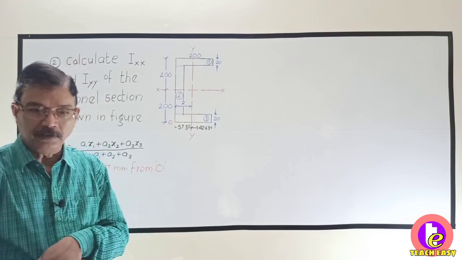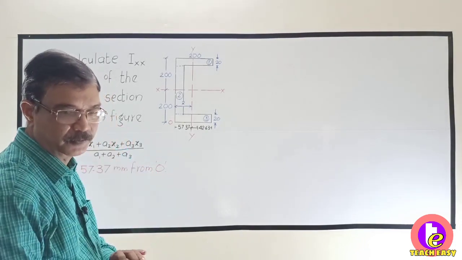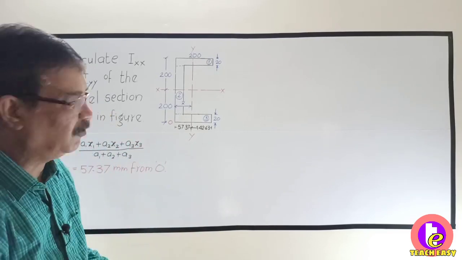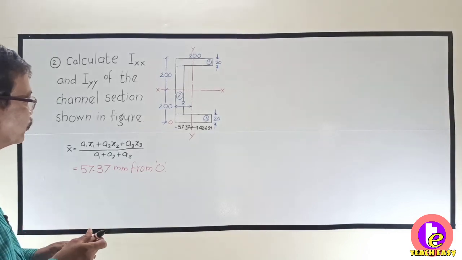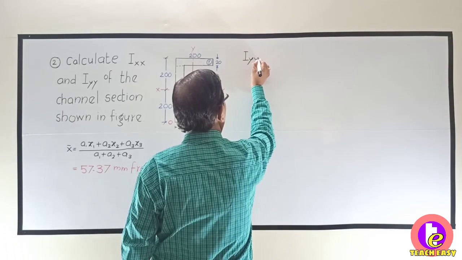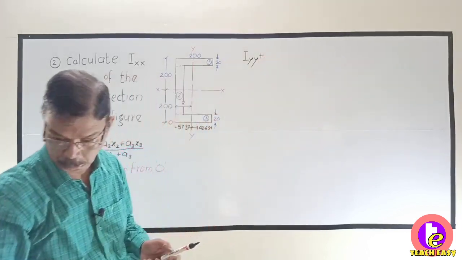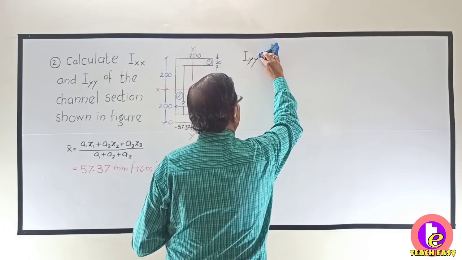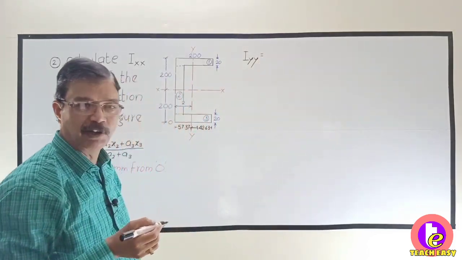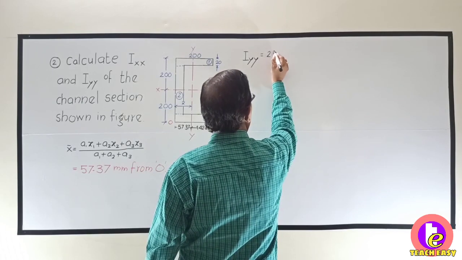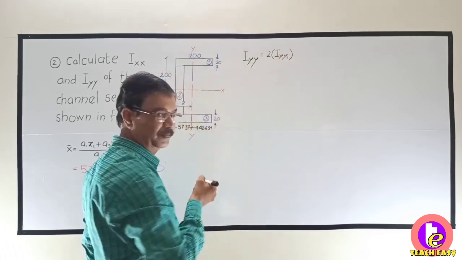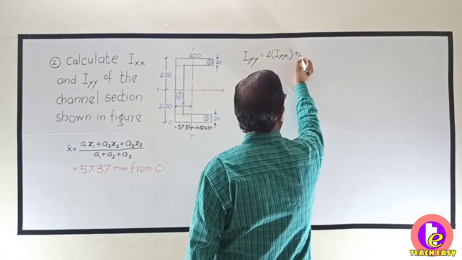Okay. Now we will calculate Iyy first, and I will tell you how to calculate Iyy. See, look here. Iyy is equal to Iyy1 plus Iyy2 plus Iyy3. As 1 and 3 are same, I will say 2 times Iyy1, will it do? Because they are same. Plus Iyy2.